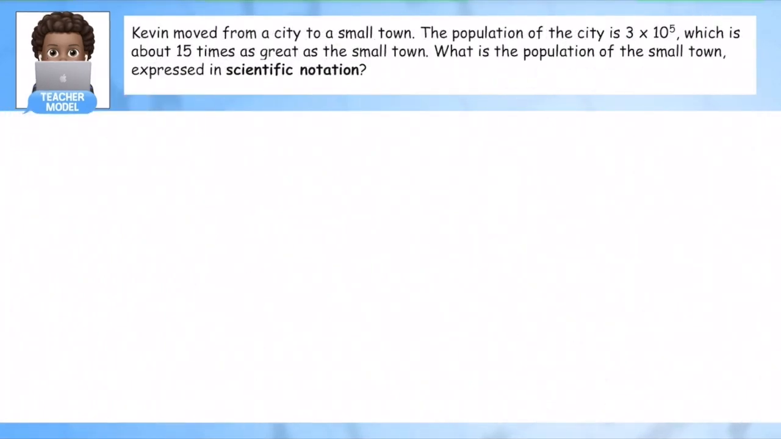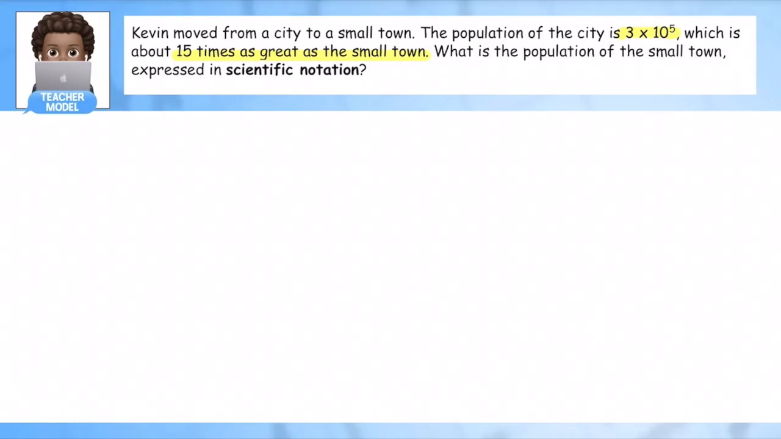Let's look at our second problem together, and this time it's a word problem, so we're going to have to do some thinking. We're either going to multiply or divide. Kevin moved from a city to a small town. The population of the city is 3 times 10 to the 5th, which is 15 times as great as the small town. What is the population of the small town?